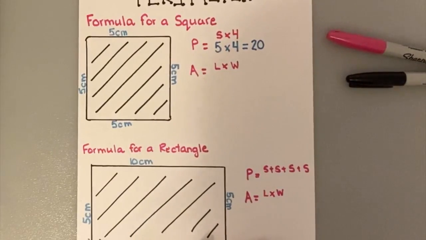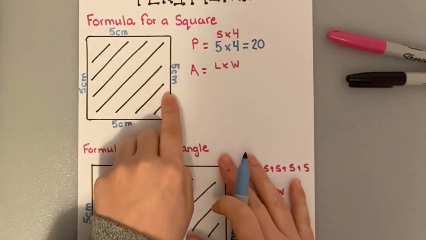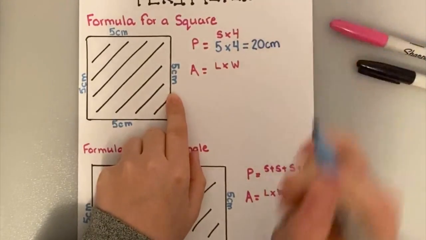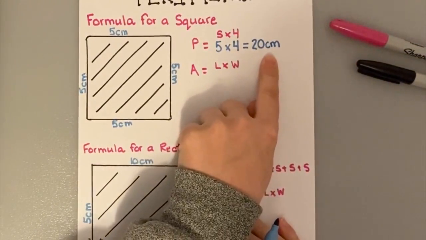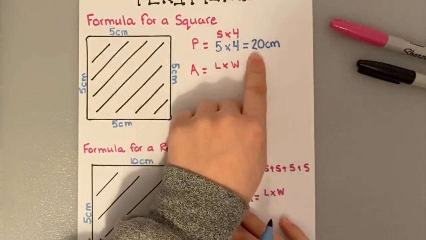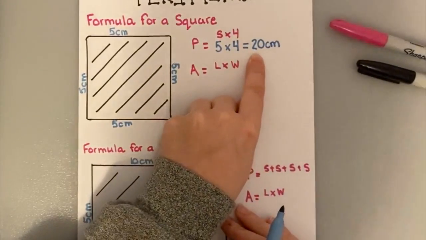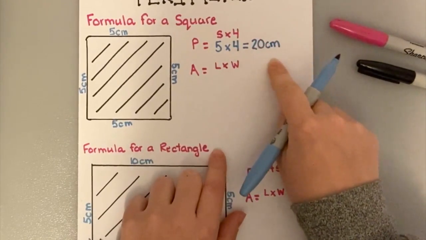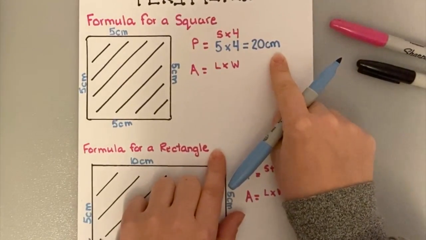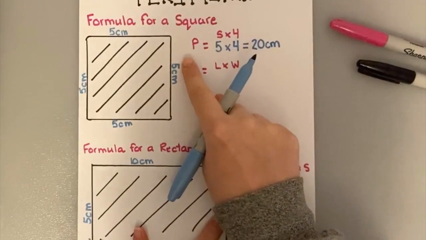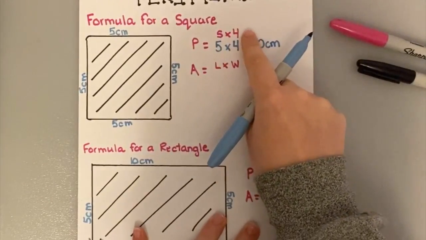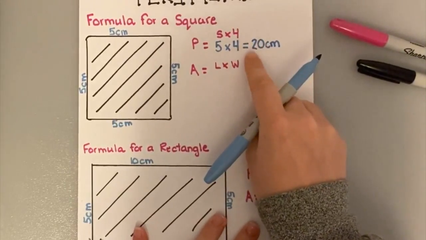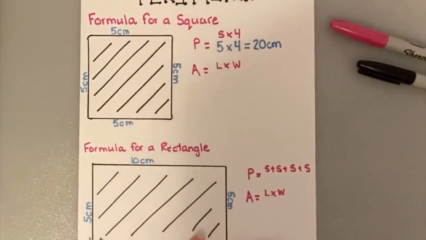Now I need to make sure that I put my unit of measurement. So in this case, it would be centimeters. If you don't put your unit of measurement, then to me, it could be 20 monkeys, 20 bananas, 20 elephants. So I want to make sure that I use my unit of measurement down here beside my answer. So P equals S times 4. P equals 5 times 4, which equals 20 centimeters.